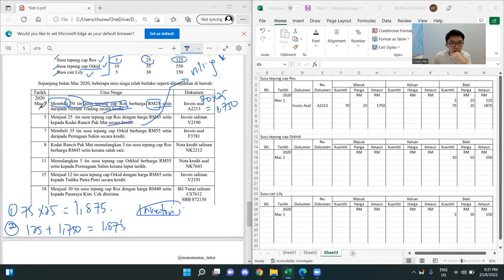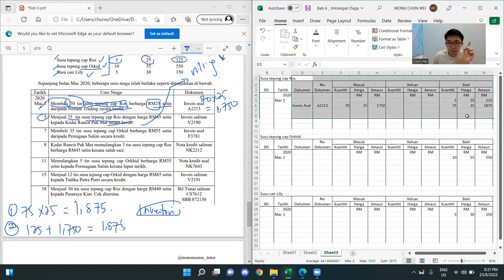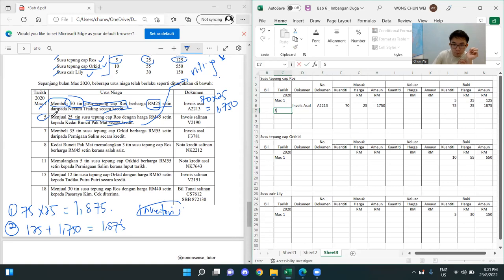All right, very good. So next, the 5th. Look here. Menjual 25 tin susu tepung cap rose. Look for the card inventory, which one? Cap rose. Harga 45 ringgit setin kepada kedai runcit. Okay, very careful, we go step by step. So we know it's the inventory card, and then tarikh 5th of March. You jual, bukan beli. Jual means the product will go out. Dia keluar. So here, this line.